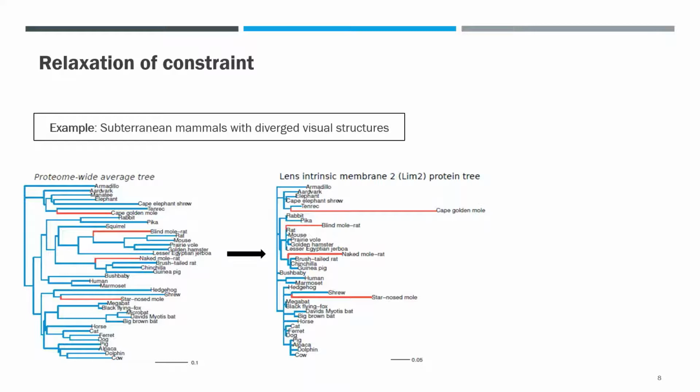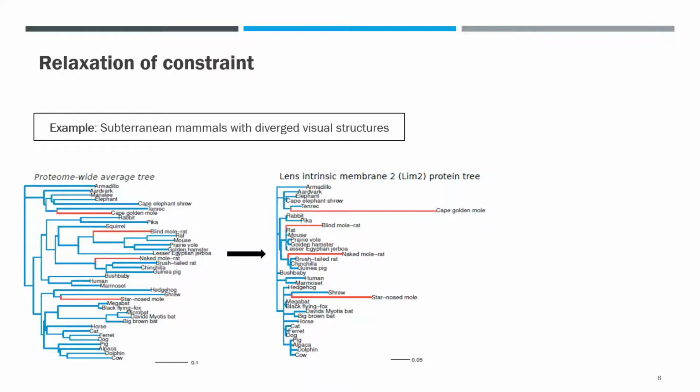And to illustrate this scenario, we'll take the example of the subterranean mammals, which include several species of mole rats and moles, shown as the red branches in the evolutionary tree that we see in this slide. And one of the key traits shared by these mammals is that they have diverged visual structures.